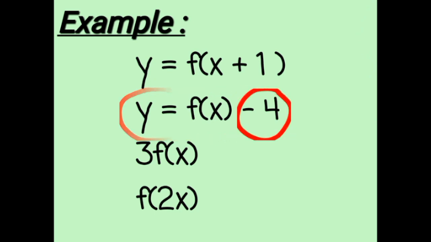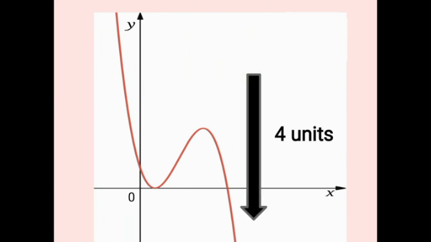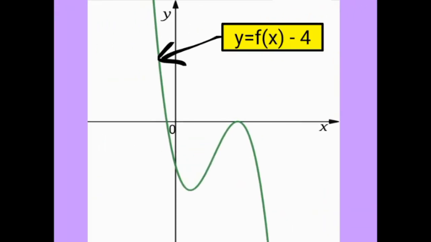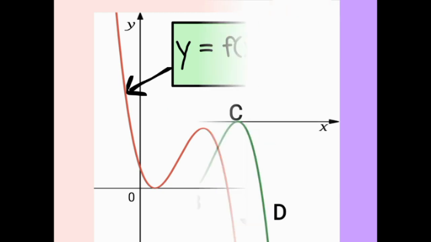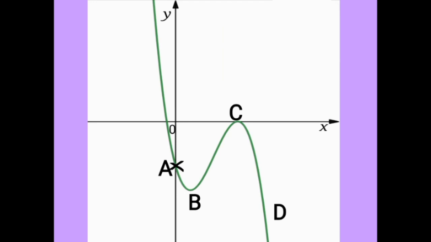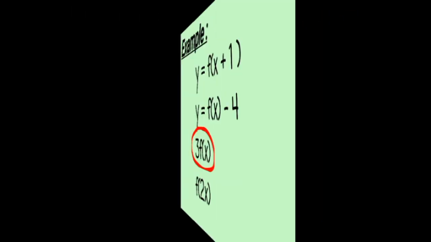f(x) - 4. Here we subtract 4 outside the function and hence this is the translation of the graph y = f(x) by 4 units in the direction of the negative y-axis. So now this is the graph of y = f(x) - 4. As the graph is translated 4 units in the direction of the negative y-axis, we subtract 4 from all the y-coordinates. So now the coordinates of A, B, C and D are (0, -2), (1, -4), (4, 0) and (6, -4).